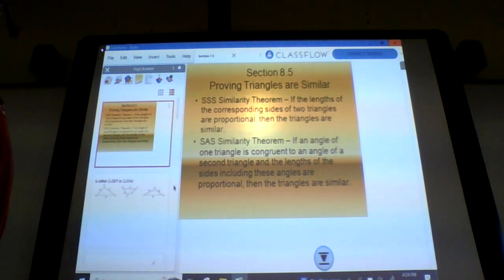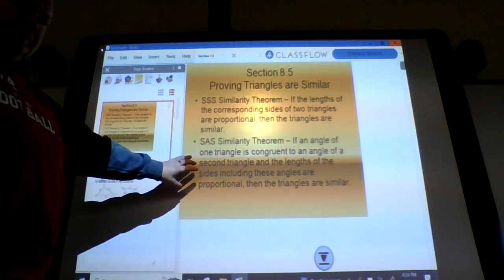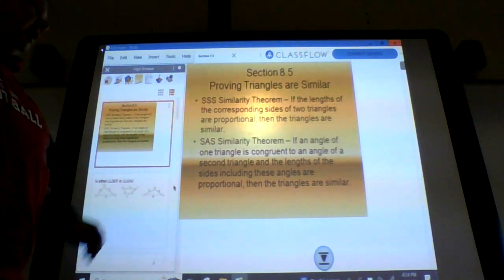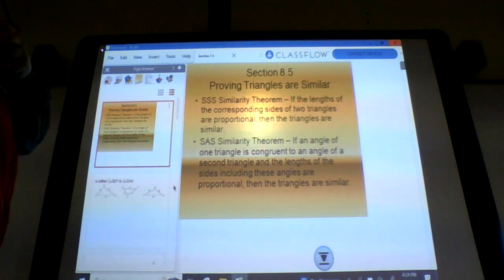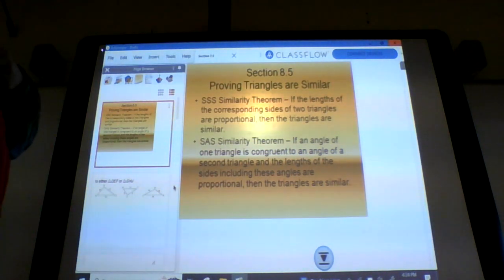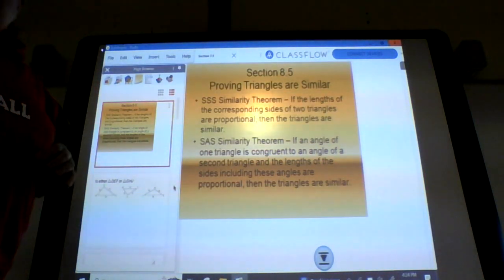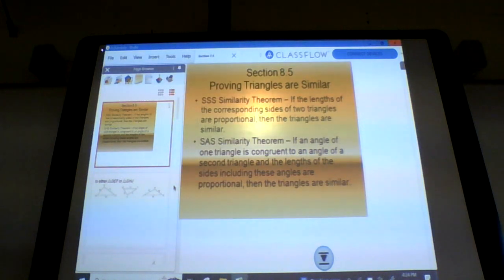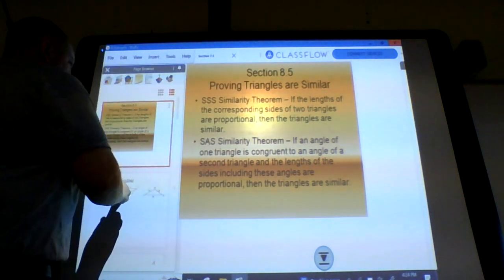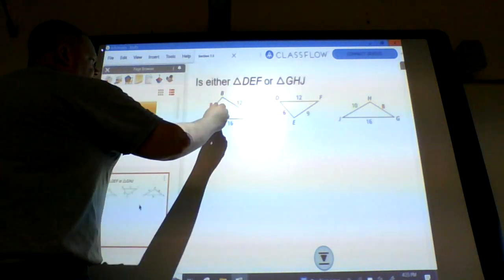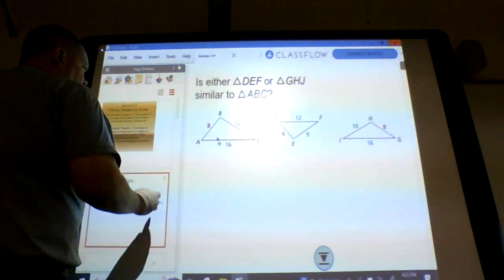proportional. And the SAS similarity is very similar: if an angle of one triangle is congruent to an angle of another, and the lengths of the sides including those angles are proportional, then the triangles are similar. The SAS similarity is going to work the same way as the congruence piece did, in the fact that you have an angle with the sides on both pieces around them that are going to be proportional instead of congruent. Okay, so those are some of the things that we're going to be looking at as we go through our lesson.